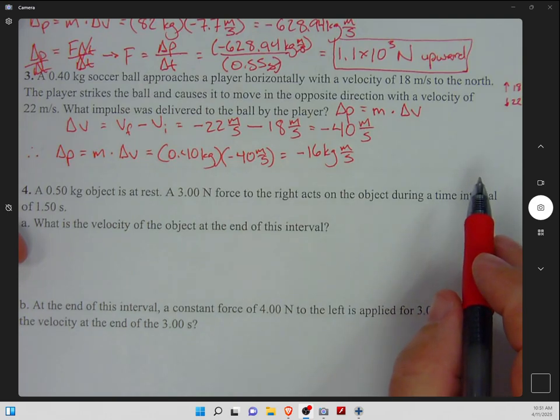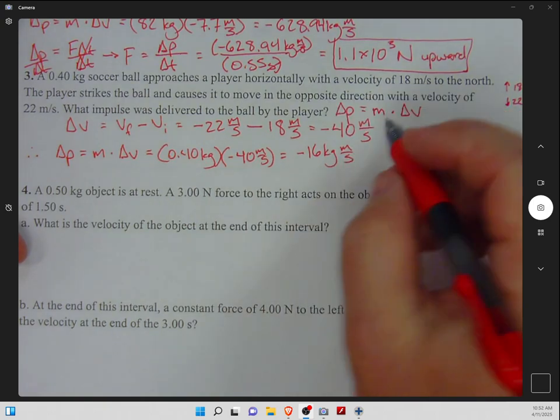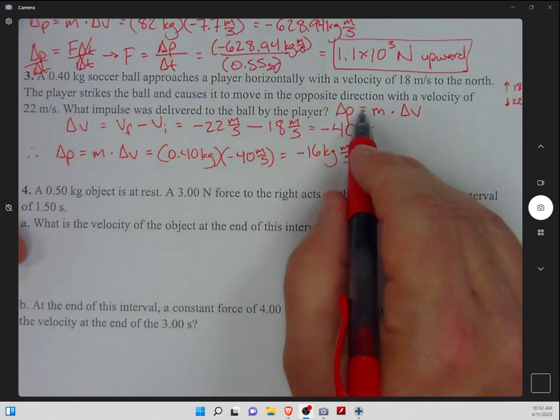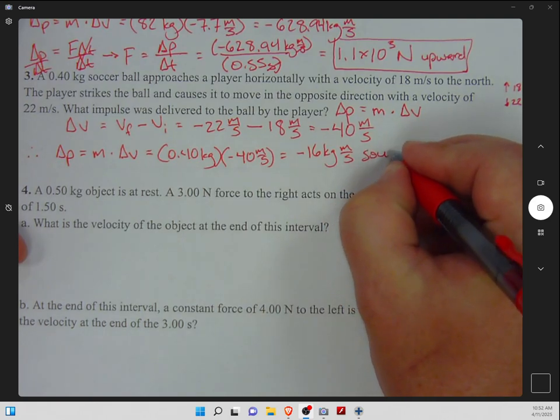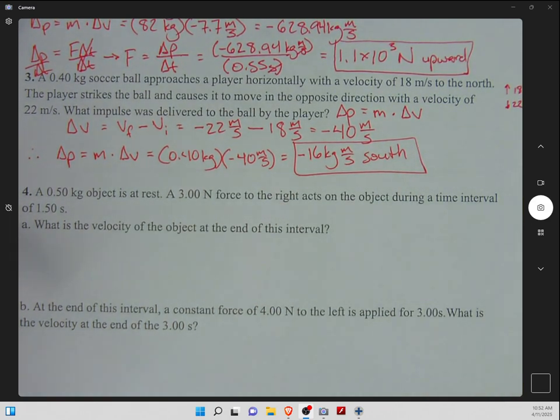And what is my direction going to be? South, right? Yeah, ends up going south. Opposite direction, yeah, south. With two significant figures.